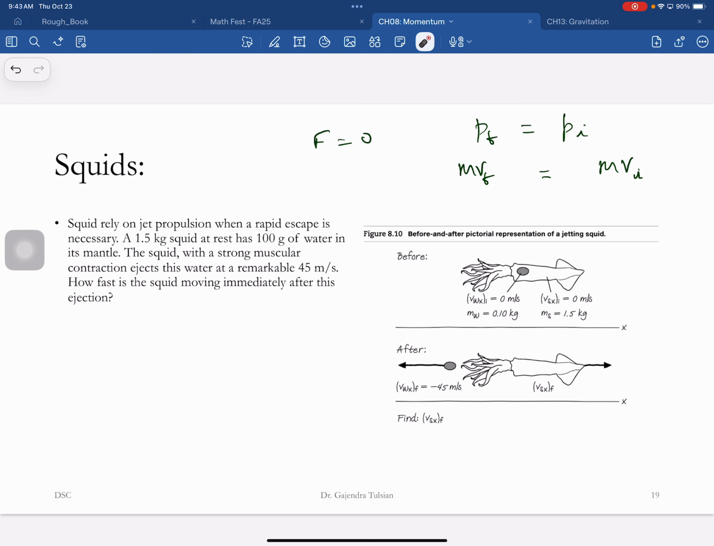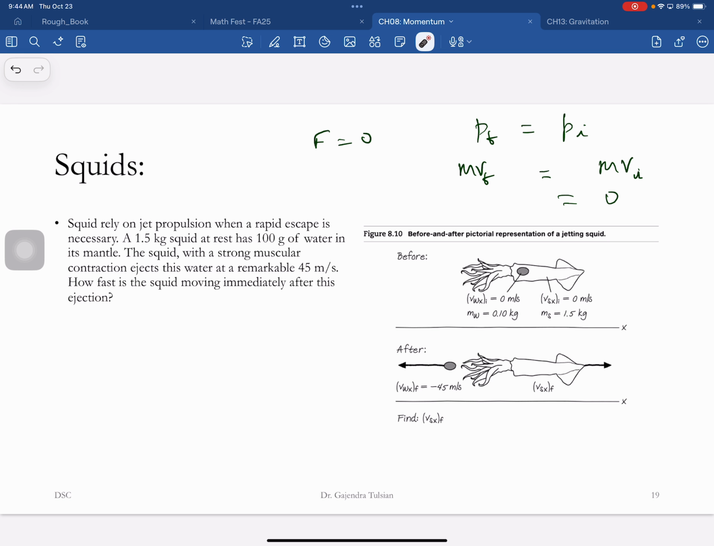All right, so here's a squid. It has this pouch called a mantle where it can store water. Now here's a squid that is at rest, so its initial momentum is 0. And then I don't know, a shark comes by and wants to eat the squid. And what does the squid want to do? Of course, it wants to run away.